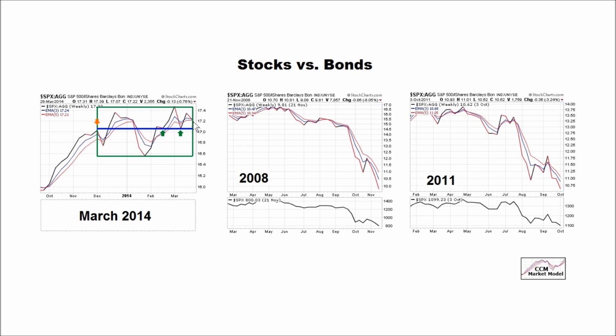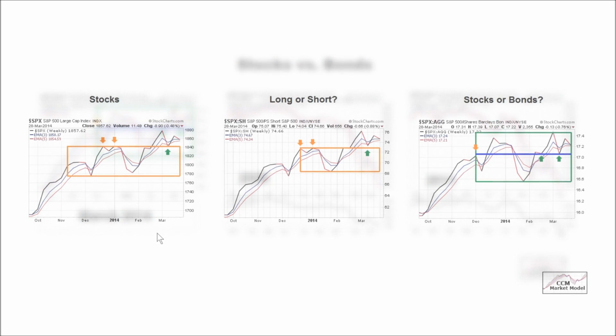So for us to migrate to more of a defensive stance in March of 2014, which we may have to do, this chart needs to morph into something more with a look like this or this, where weakness in the stock market followed.